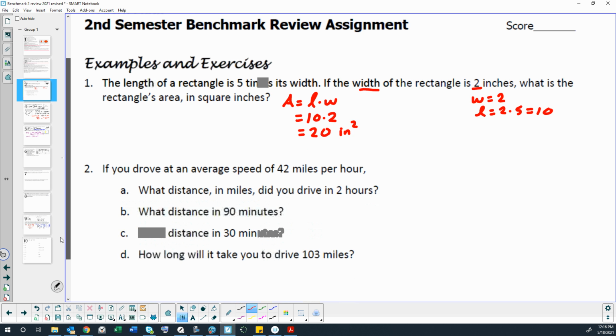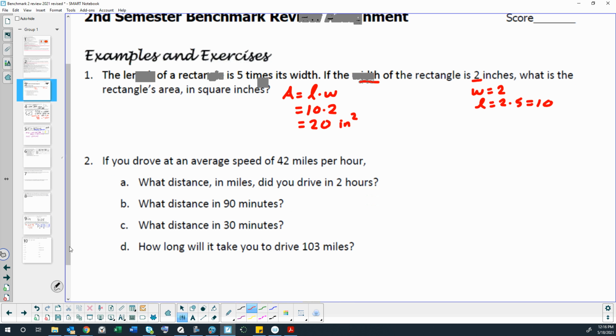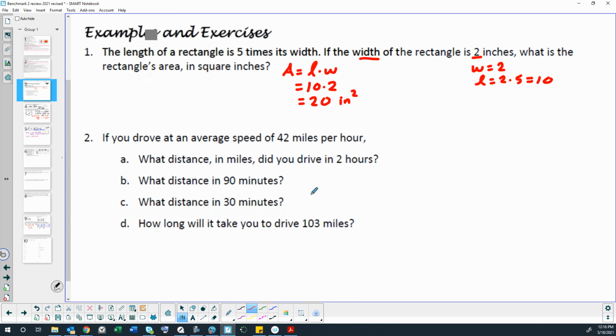Number 2, if you drove at an average speed of 42 miles per hour, what distance did you drive in 2 hours? For this problem, we're going to use distance equals rate times time. So distance driven, if we go at a rate of 42 miles per hour for 2 hours, is going to be 84 miles.